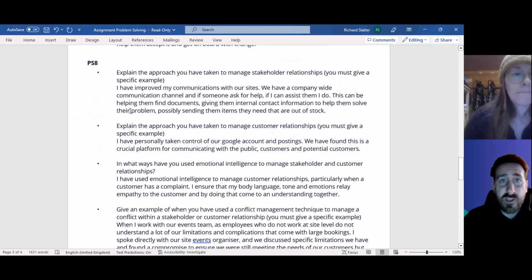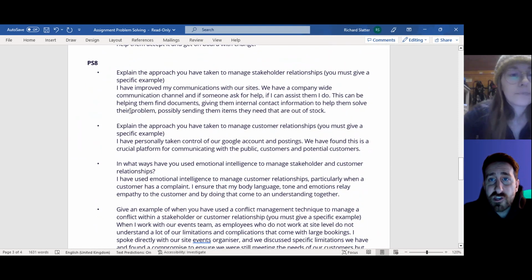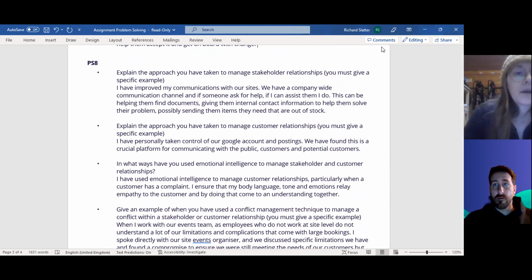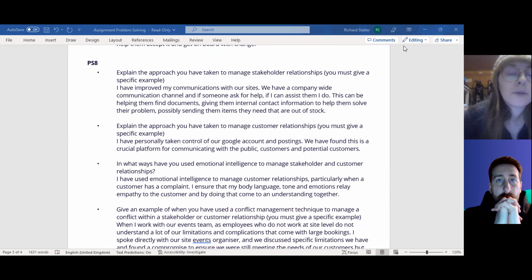PS8. Explain the approach you have taken to manage stakeholder relationships. You must give an example. I have improved my communications with our sites. We have a company-wide communication channel, and if someone asks for help, if I can assist them, I do. This can be helping them find documents, giving them internal contact information to help them solve their problem, or possibly by sending them items they need that are out of stock.